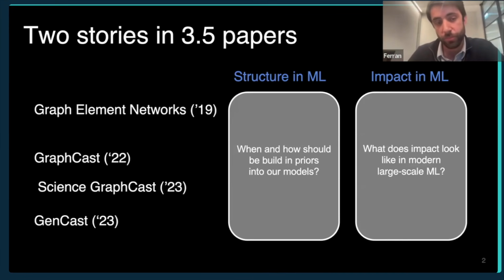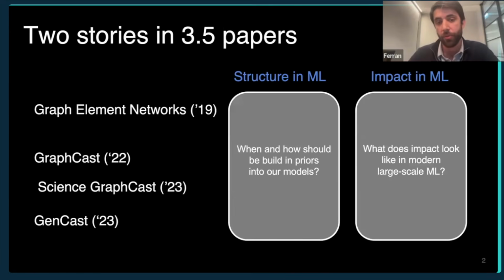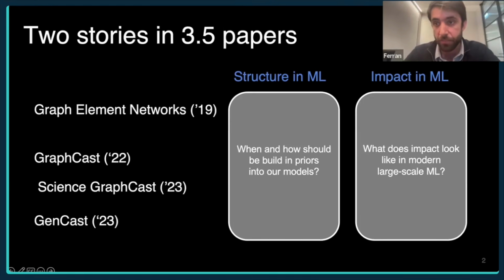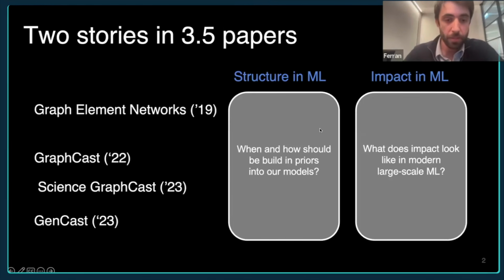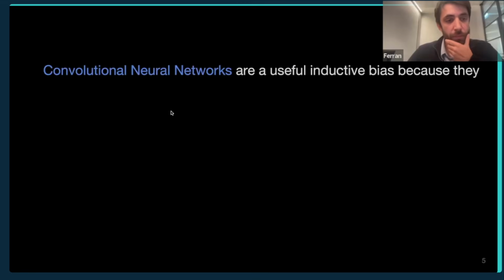The two stories are going to be, the first one is structure in machine learning. So how and when do we want to build inductive priors into our models? And the second one is going to be about impact in machine learning. So how does impact look from academia? How does impact look in industry? And maybe how this has evolved over time. So let's start with the overall setting.